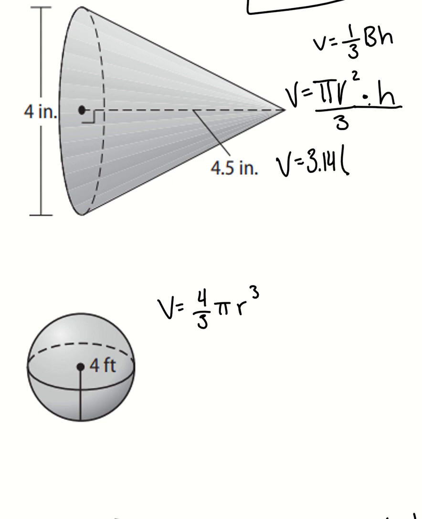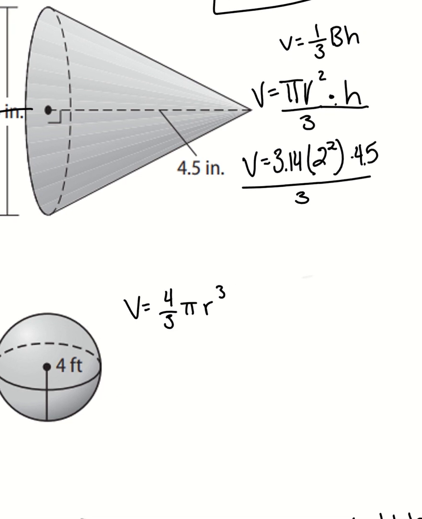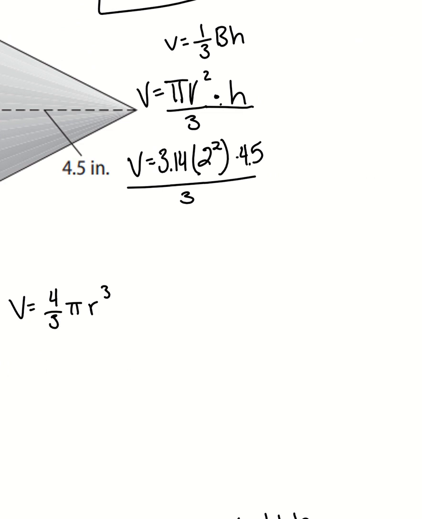My radius, so this is our diameter. So our radius is half of this, and half of 4 is 2. Now height is going to be 4.5. It's all divided by 3. Okay, so I'm going to scooch over like this because we're losing a little bit of room. 3.14 times 4 times 4.5.